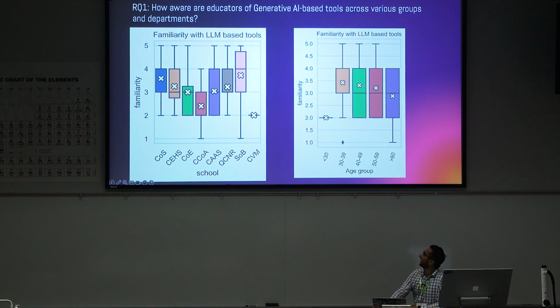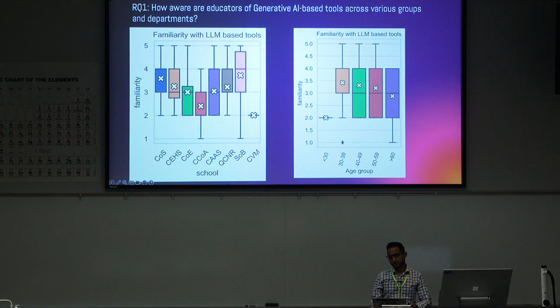So let's talk about the familiarity. We are looking at this by department to see if there were any differences. We can see that the College of Science and School of Business had the highest level of familiarity with this tool. And then I was also looking at familiarity by age group. We can see there's not a lot of difference, but as we go older in the age group of faculty, there's a higher variance, and the mean familiarity drops slightly.